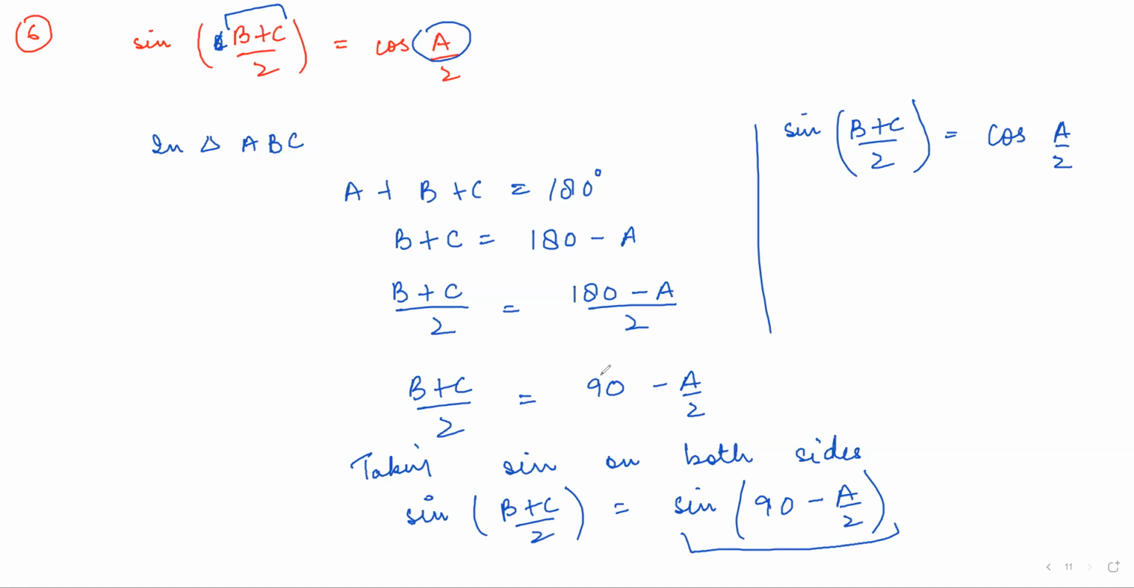Okay, let's look at next question then. 7th. Now express the sine of 67 degree plus cos of 75 degree.